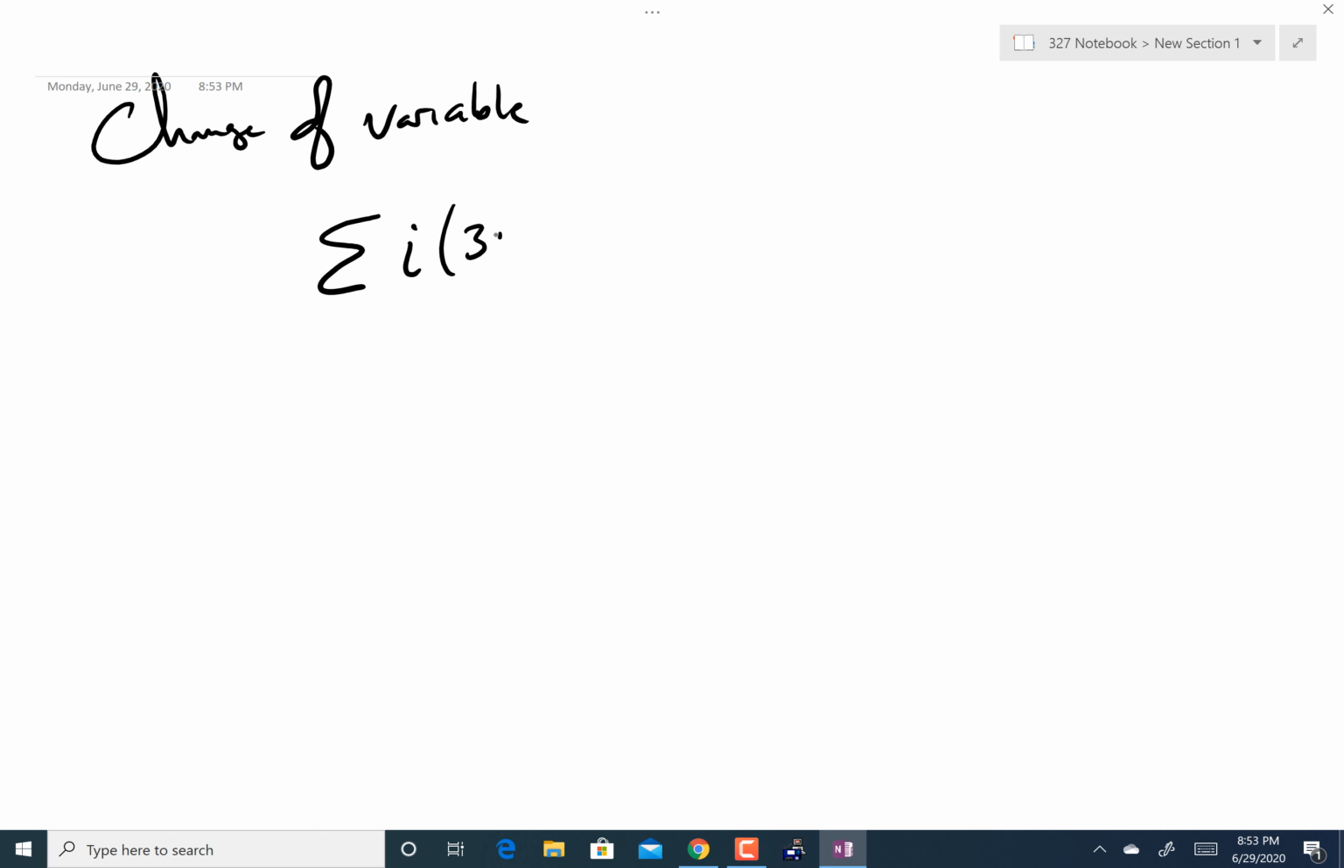Also want to do one of these guys, maybe two of them. They talk about change a variable. Okay, and so I want to do the sum of, I don't know, i times 3i plus 7. And I want to do i equals 0 to 6, I think. 0 to 6. Cool.